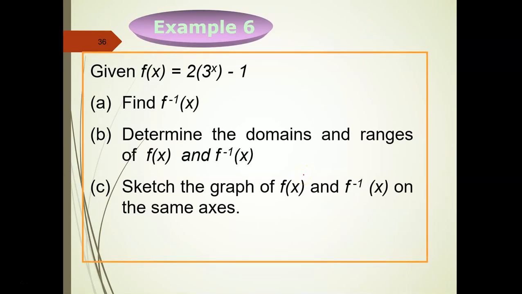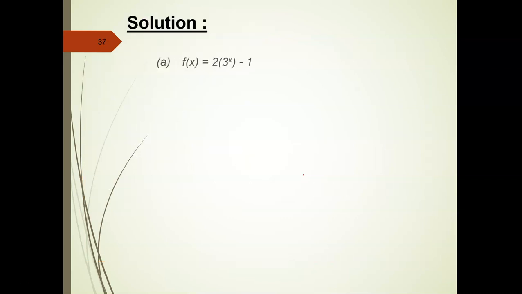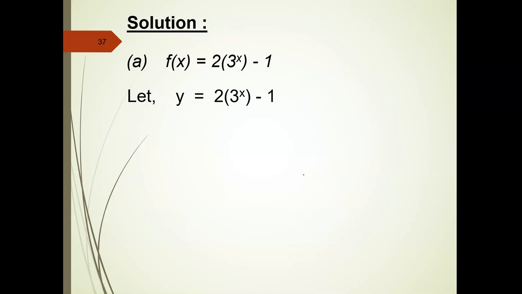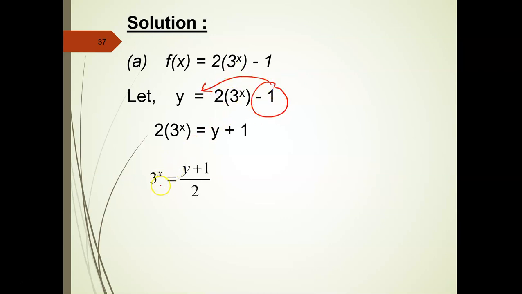Okay, I think this is the last example. f(x) equals 2 multiplied by 3 to the power of x, minus 1, find the inverse. Same thing, the question is the same: find the inverse, find the domain of both functions and sketch the graph. Okay, so this one you will have y equals 2 times 3^x minus 1, then 2 multiplied by 3^x equals y plus 1. Okay, this one we bring here. And then we have 3^x equals (y plus 1) over 2.